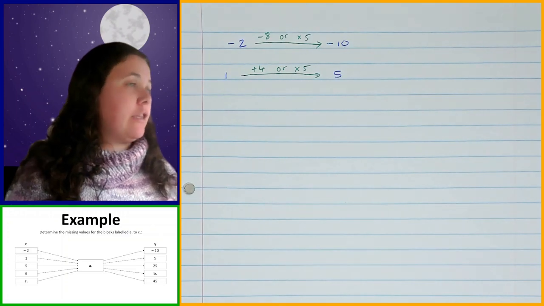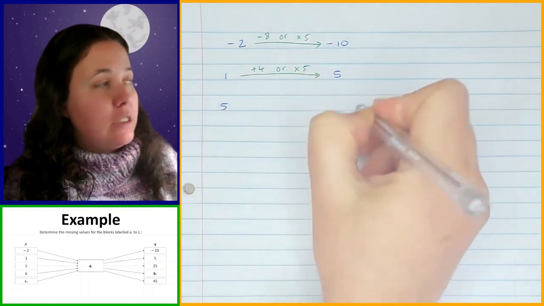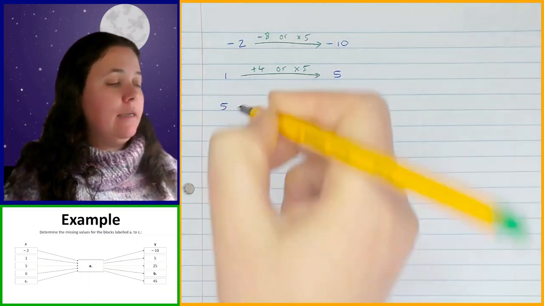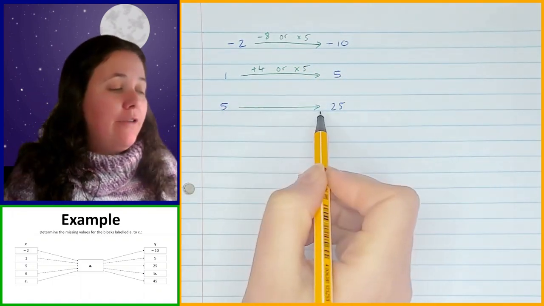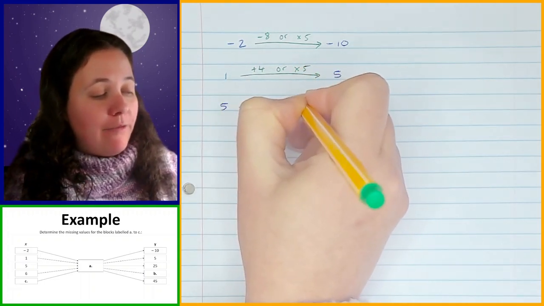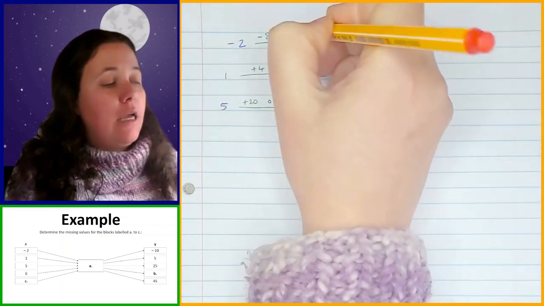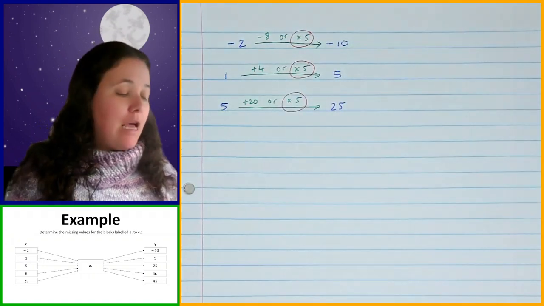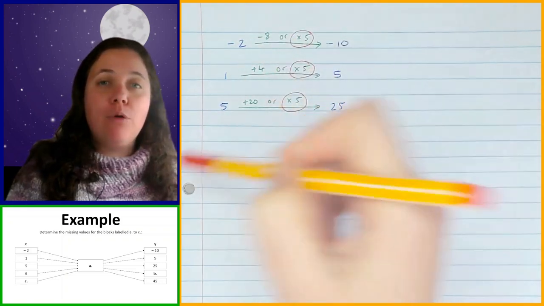Now let's have a look at the third set of values. I've got 5 as an input and I've got 25 as an output. So to get from 5 to 25, I can either add 20 or I can multiply by 5. Now you should have seen already that there is something that is constant here. For each of these sets, I can multiply by 5. That means that this is the common method for all of the inputs and outputs.